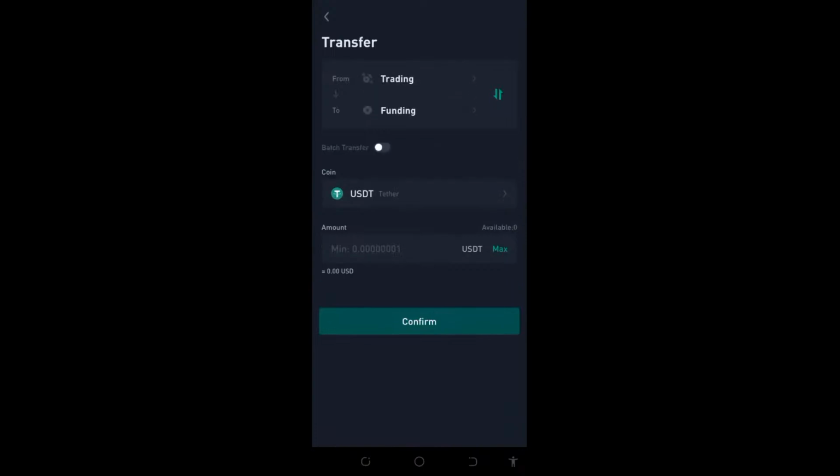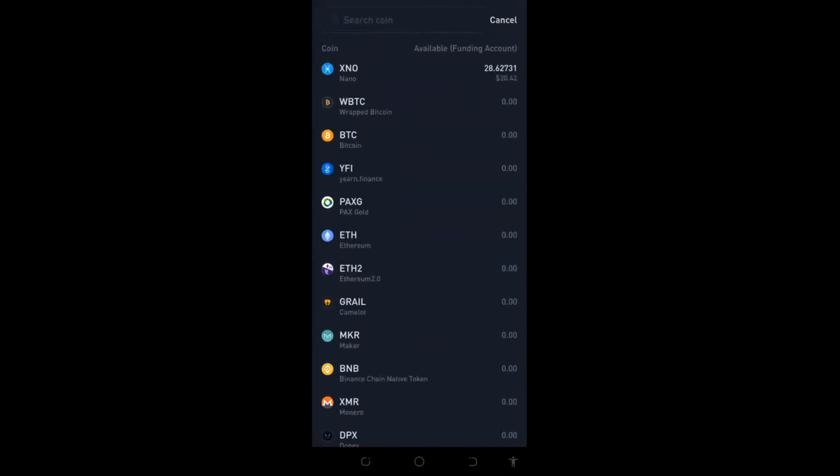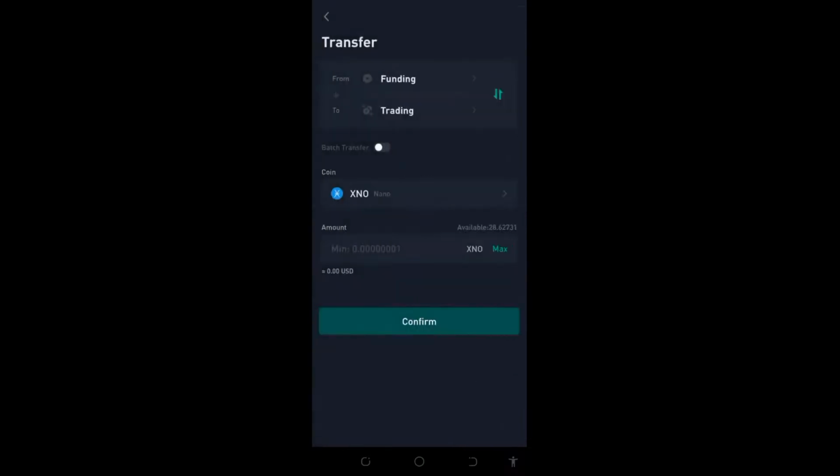So we need to transfer it from funding, right? We have to transfer it from funding. Where is funding? Yes, that's it. It's in funding. Max? No. Can you just imagine that? Sorry about that. It's XNO, so we need to transfer the max.